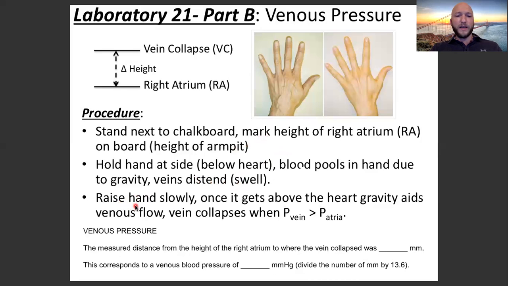Then raise your right hand slowly. Once it gets above the heart, gravity is going to start to aid the blood to move back to your heart. When your hand's below your heart, gravity's not completely preventing it, but it's pulling in the wrong direction. Once your hand gets above your heart, gravity's going to start pulling in the right direction and aid venous flow back down to your heart. I want you to mark the level where your veins collapse.